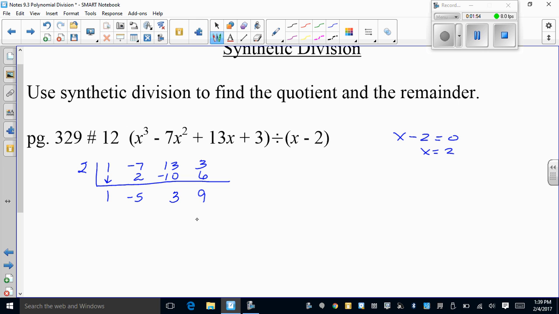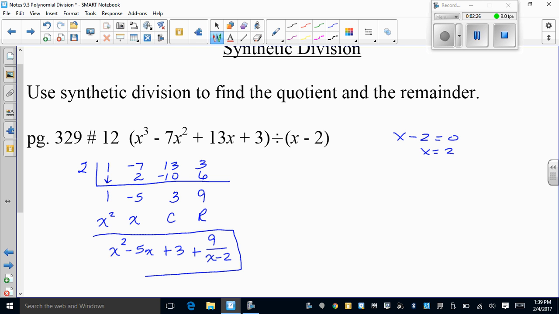This is our remainder, our constant. Then our value of x, our value of x squared. These will always go down by 1 power, x cubed to x squared. And our quotient and remainder is now x squared minus 5x plus 3 plus the remainder of 9 over our original divisor of x minus 2. And there you go. That is our answer. We could have done this with long division. Short division a lot of times is a lot quicker and easier.